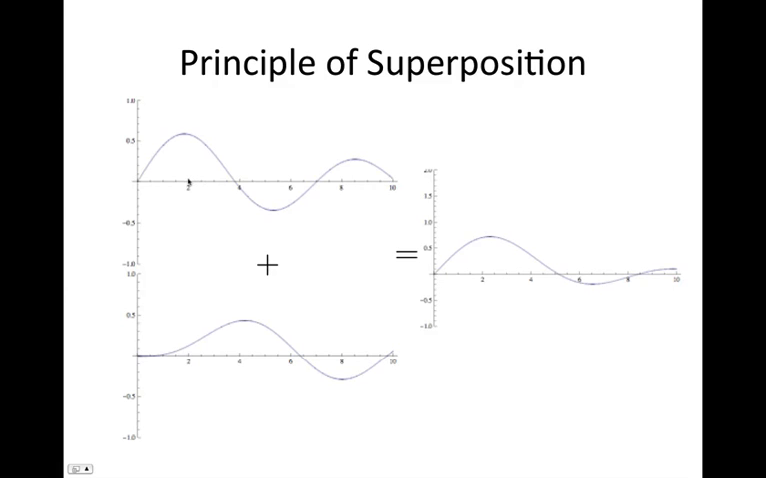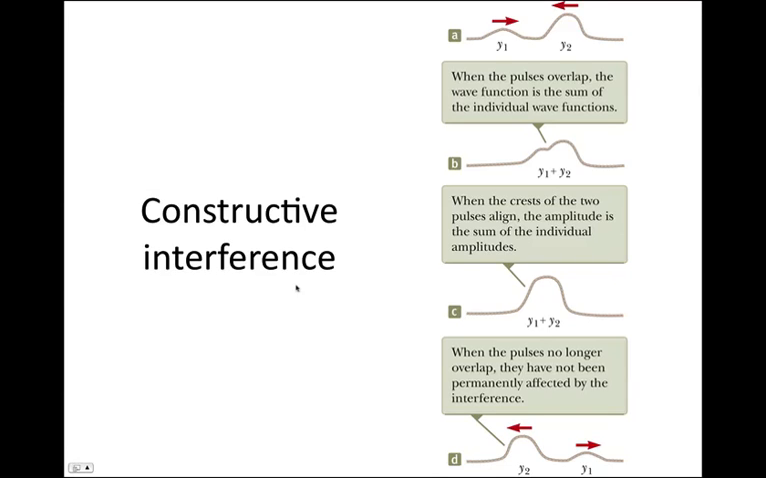Now at this point 2, this wave's at a maximum, this one's not that much more, so we have the addition of these two here. Now at around about 5, this wave is negative and this wave is positive, so at that point they cancel each other out. When one's positive and one's negative, we end up with a very small amplitude. So these diagrams just show you constructive and destructive interference.